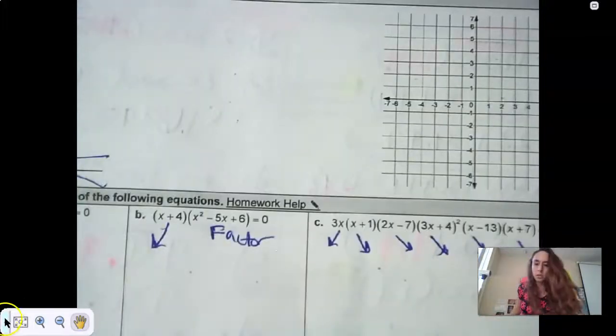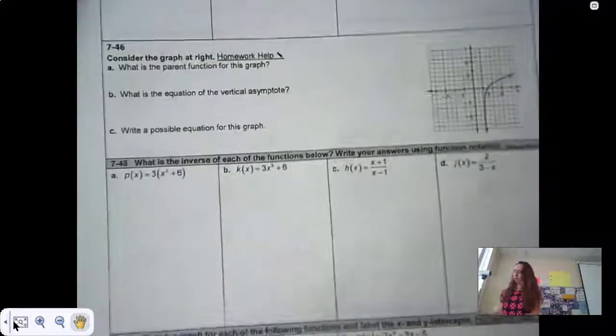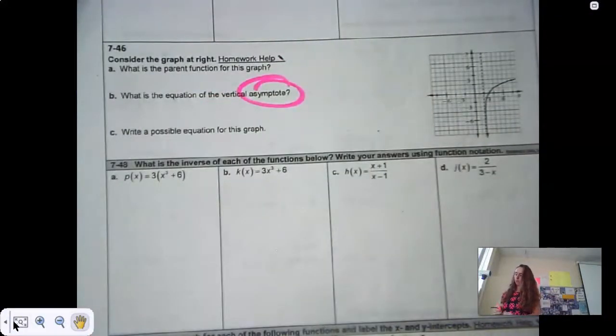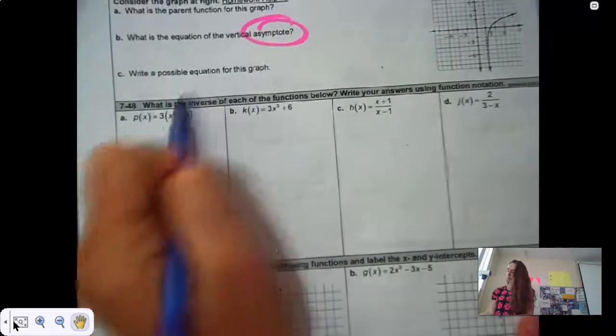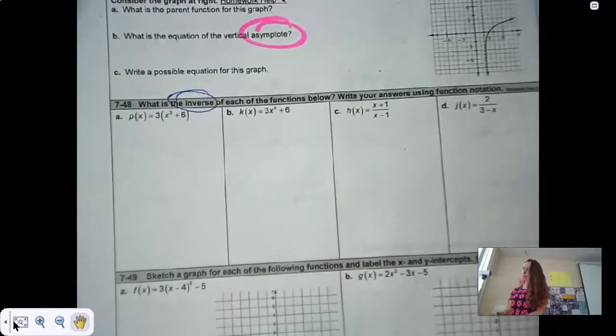Okay, let me pause it. Okay, so this obviously had a formatting issue, but here we're dealing with the asymptote again, okay? And so try to write a possible equation based on that. You can use homework help. All right, they want you to do inverse. You know how to do inverse, okay? This is when you go forwards and backwards.